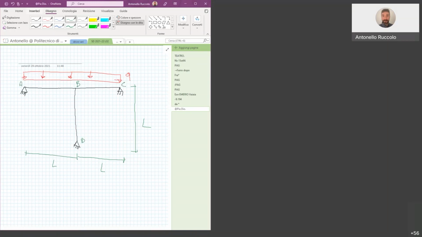So how many degrees of freedom do we have? Anyone wants to guess? Come on, guys, that's quite easy, I think.